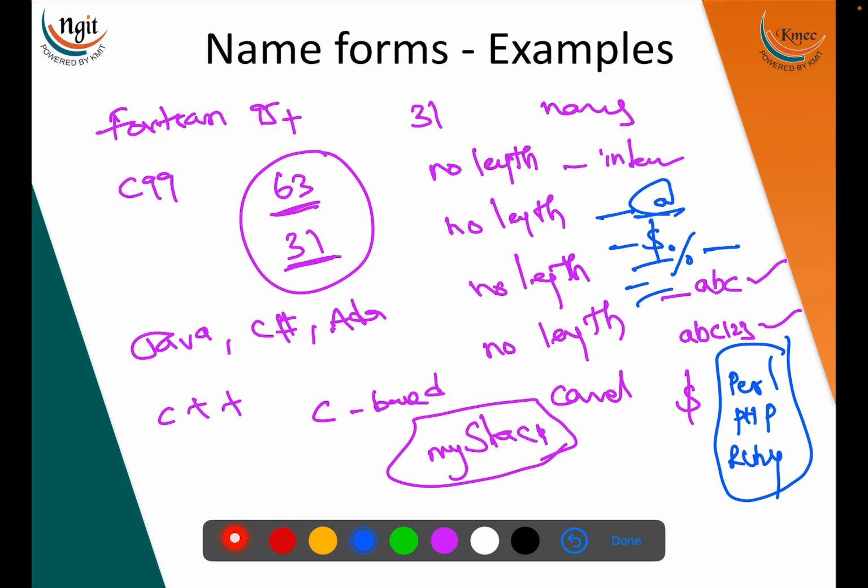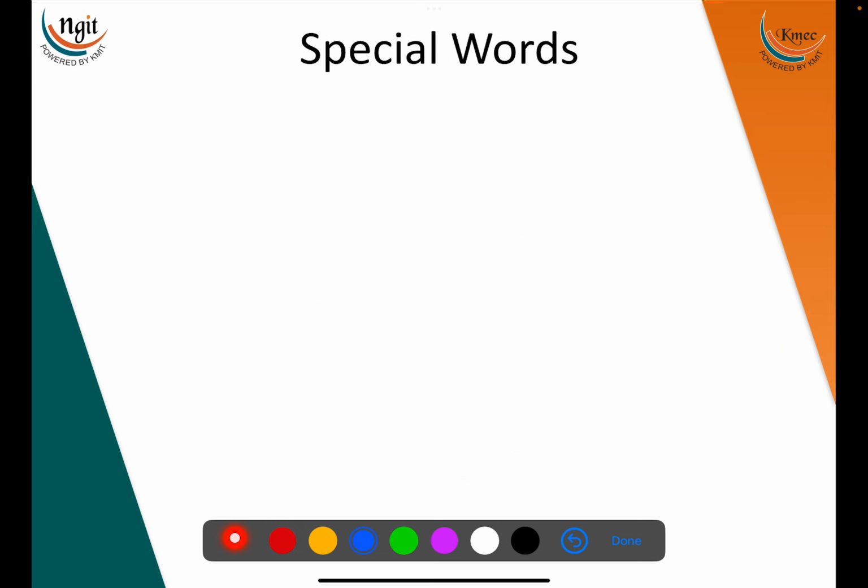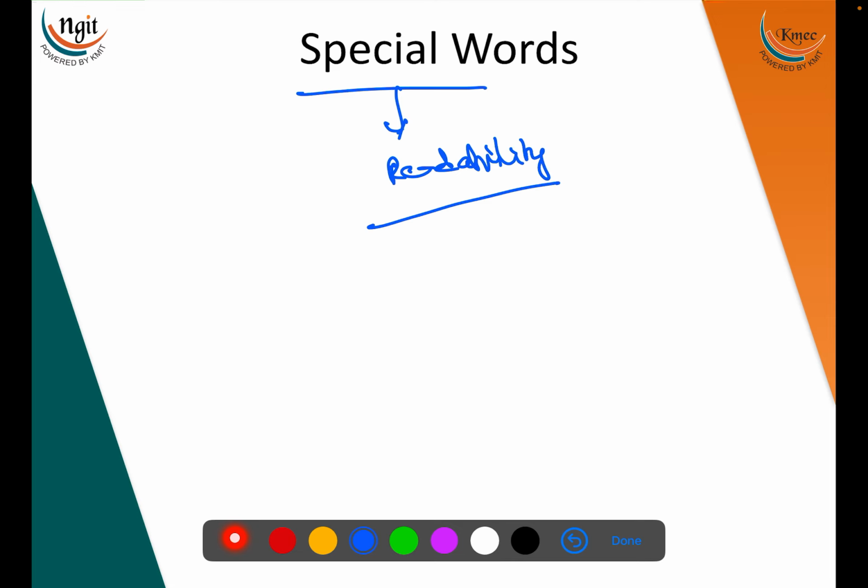Fine. And the next is about special words. So what are special words? Special words in a programming language are used to make programs more readable and to name actions to be performed. A keyword is a word of a programming language that is special only in certain contexts. So to increase readability, we actually use keywords.